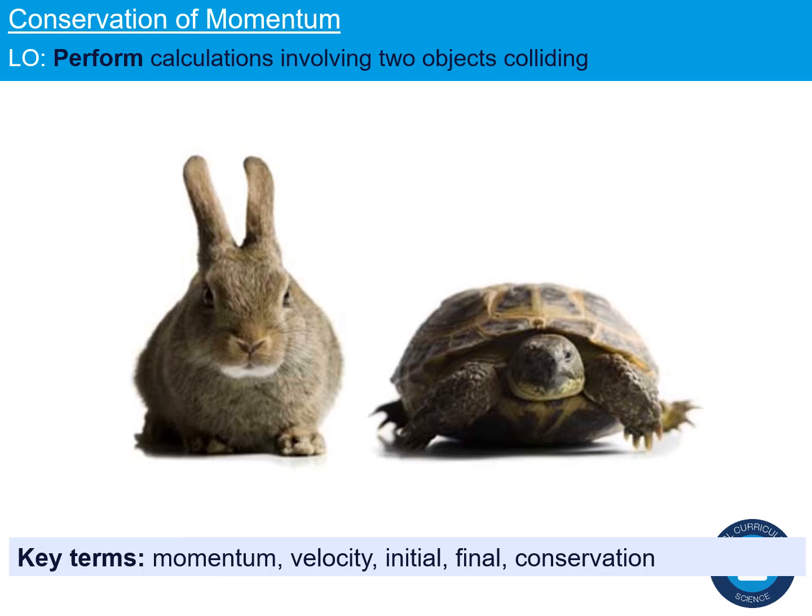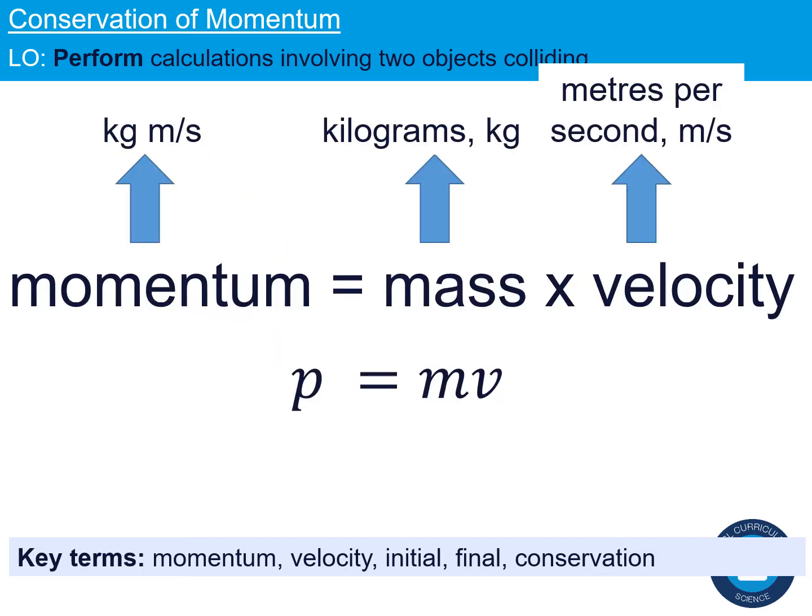In this example, the hare will have a greater velocity. If both the tortoise and the hare have the same mass, then the hare will have the greater momentum. Momentum is defined by this equation. Momentum equals mass times velocity. The units for mass are kilograms, the units for velocity are meters per second, and therefore the units for momentum are kilogram meters per second.